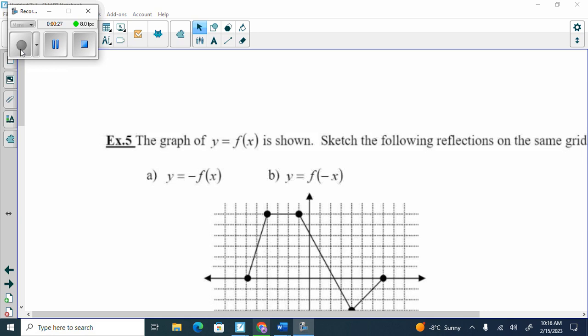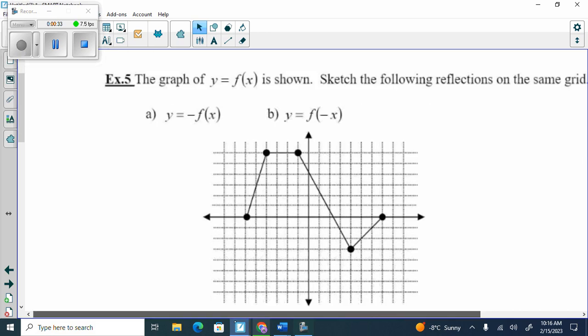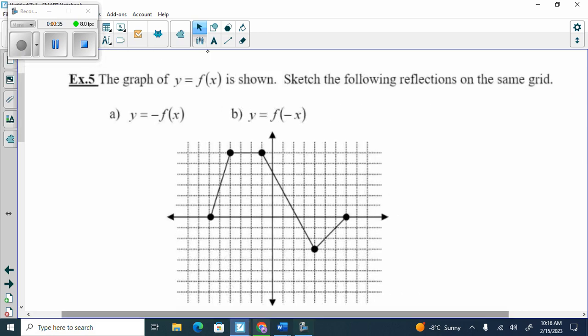What axis are we flipping around? The y. Okay, so let's look at this one here. It says the graph of y equals f of x is shown.